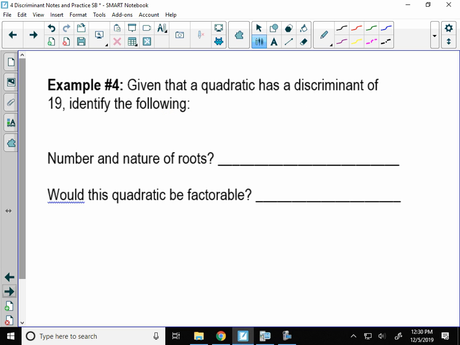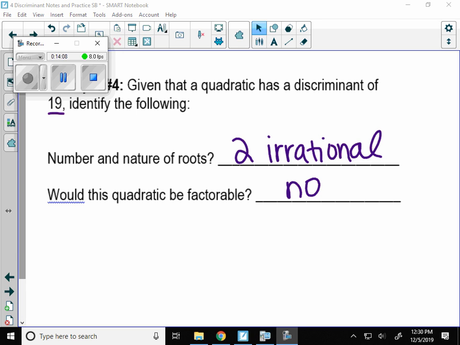Given that a quadratic has a discriminant of 19, identify the following. Well, that's a positive number, but is it a perfect square? No, so what's the number and nature of roots for not a perfect square? 2 irrational. And could you factor the quadratic? No. Alright. That's it. That's what I have for you. I have some practice.